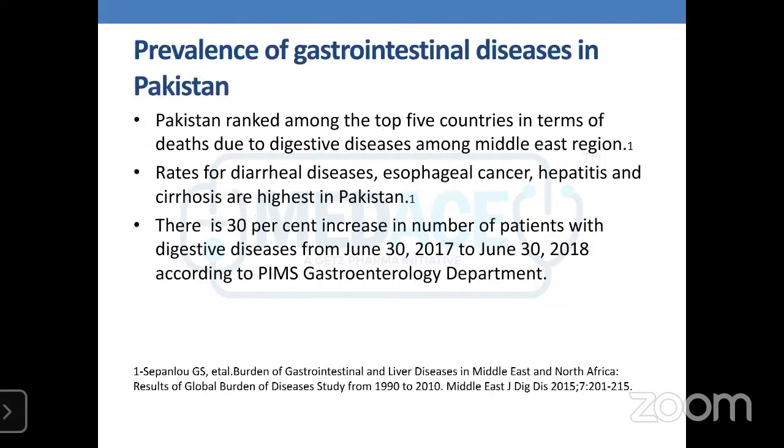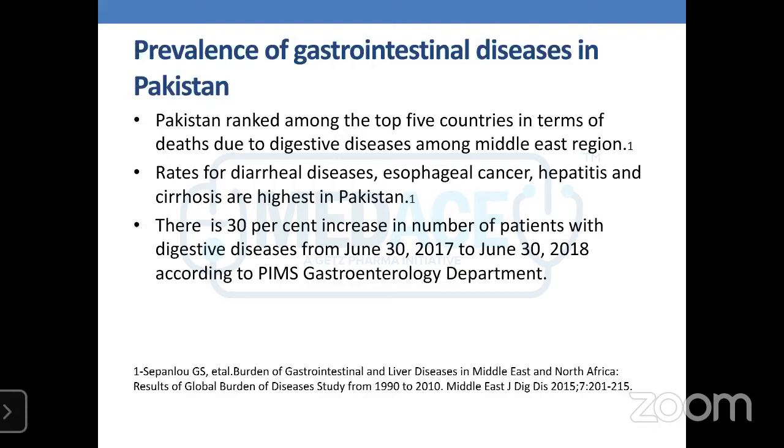Let's move towards our first objective. When we see the prevalence, we found that Pakistan ranked among the top 5 countries in terms of deaths due to digestive diseases among the Middle East region. These findings are from a study conducted in Iran over a 10-year period and found that the rates for diarrheal diseases, esophageal cancer, hepatitis, cirrhosis are highest in Pakistan among all other GI disorders.